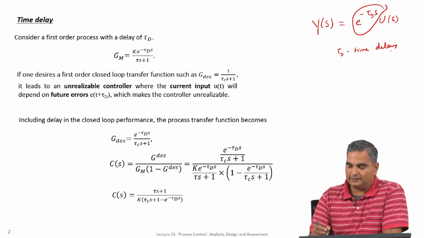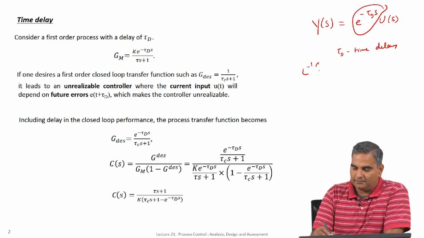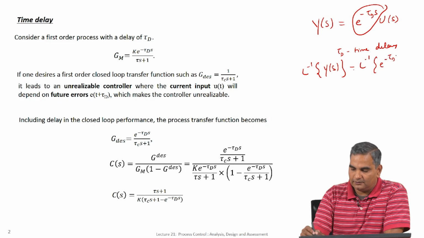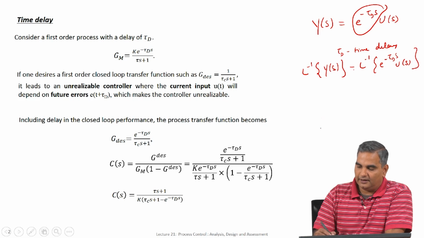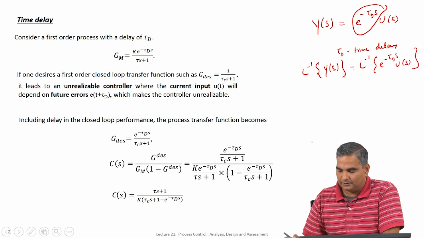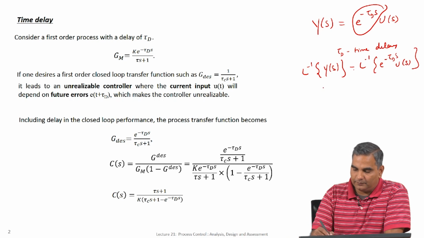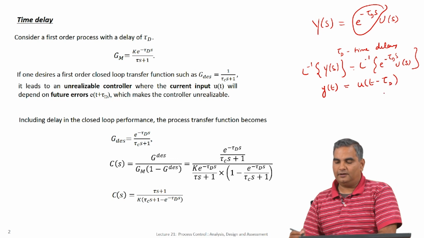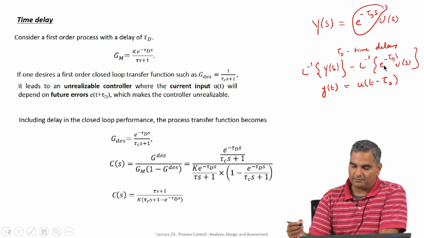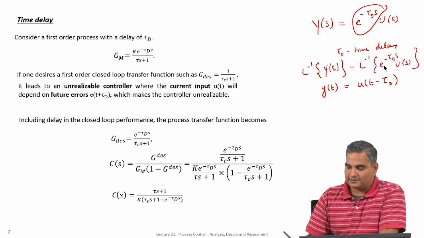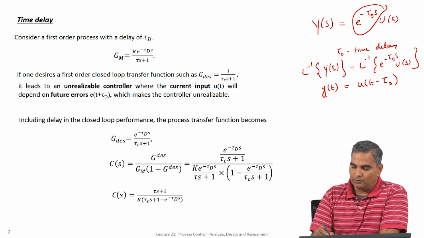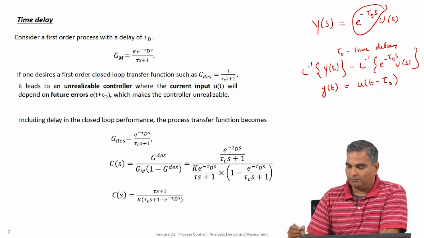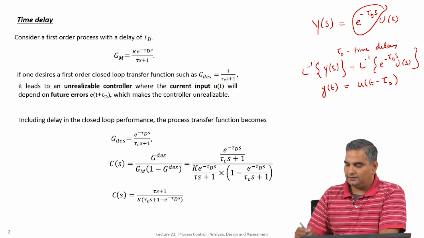And if I want to do an inverse Laplace transform of this, the Laplace inverse of y(s) is the Laplace inverse of e^(-τ_d s) u(s). If you go to the Laplace table and see this, you will see that y(t) will be u(t - τ_d). So, this is the Laplace inverse for this equation. Whenever I multiply something by e^(-τ_d s), what you are saying is this output is going to be time shifted back by this τ_d amount. So, this is the basic expression.